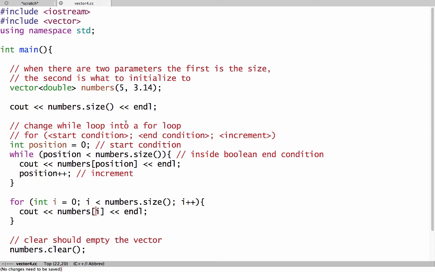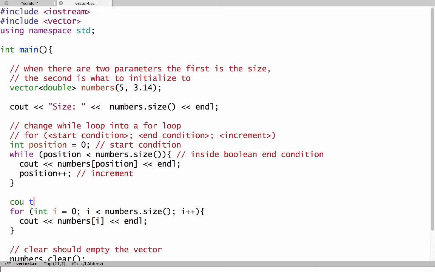So let's just step back and look at our whole algorithm. We declare this vector, we have 5 things, we put 3.14 in there, print out the size. In fact, let's just put a little thing here that makes it clearer what we're doing. Then we use a while loop with this variable position to loop over and print everything. Then we're going to use this for loop. And I'm going to just label each of these so they're clearer.